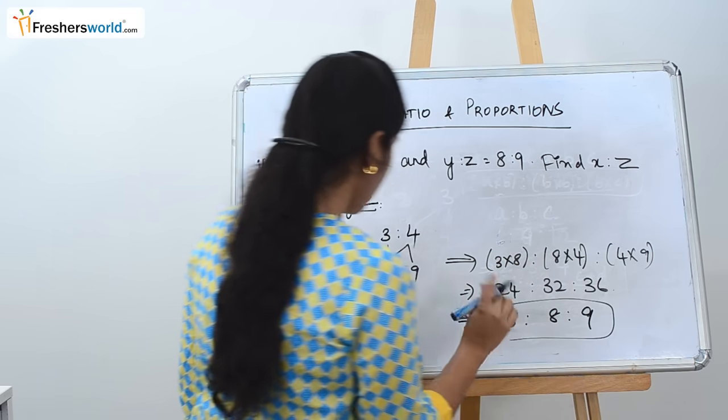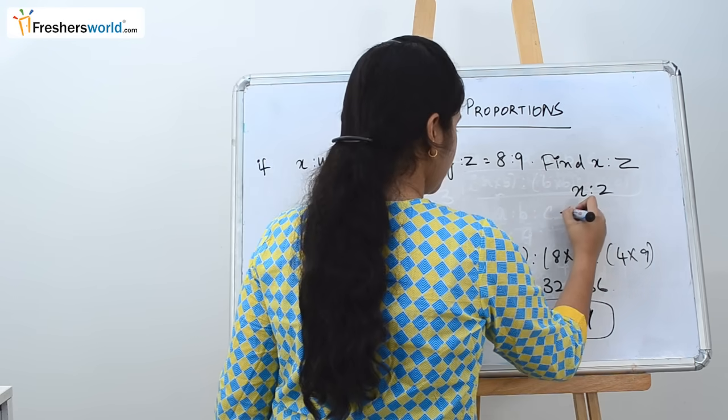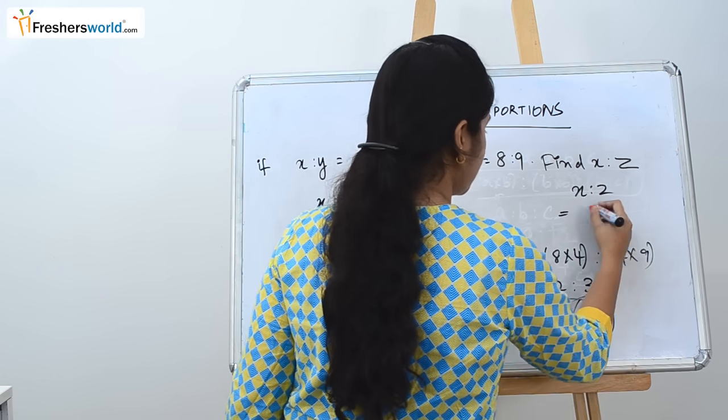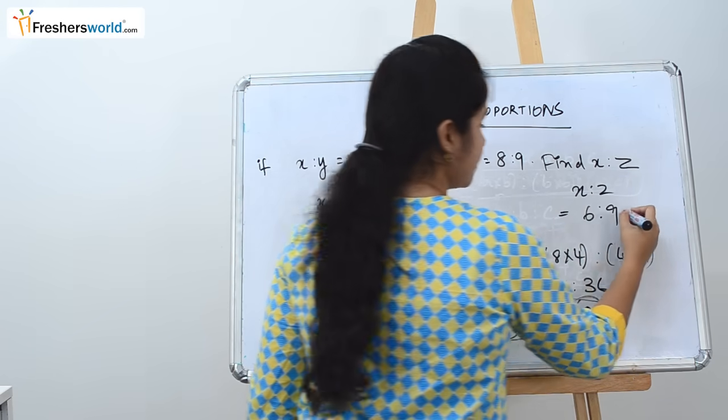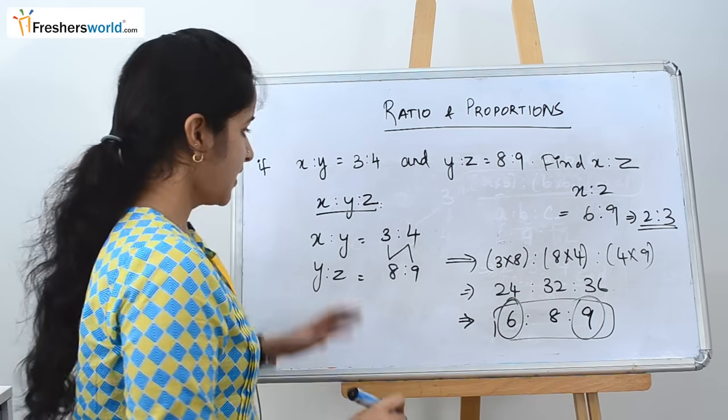Are they asking for y? No, they are asking for x is to z, which is x and this is z, which is 6 is to 9. This can be further solved as 2 is to 3. So the final answer is 2 is to 3.